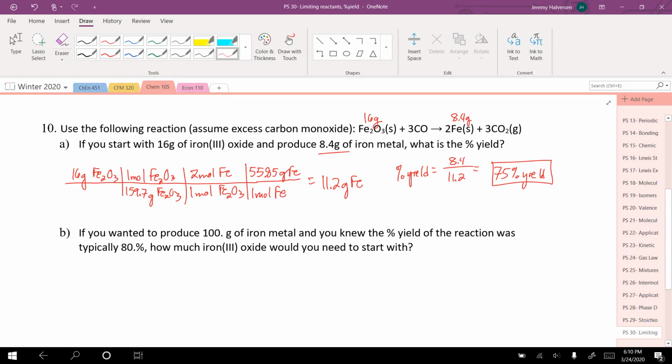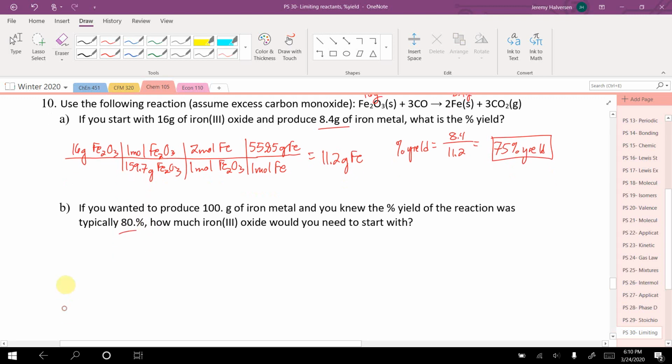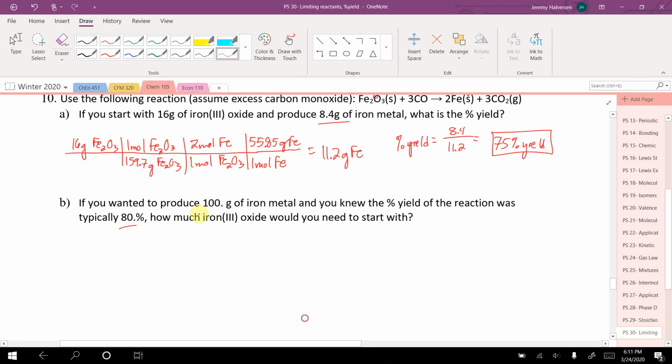All right. Next it asks, if you wanted to produce 100 grams of iron metal and you knew that the percent yield was 80%, how much iron(III) oxide would you need to start with? All right, so I want this to be my actual iron, and I know my percent yield is 80%, 0.80. And I want to get 100. How much do I theoretically have to aim for in order to get 100 grams?